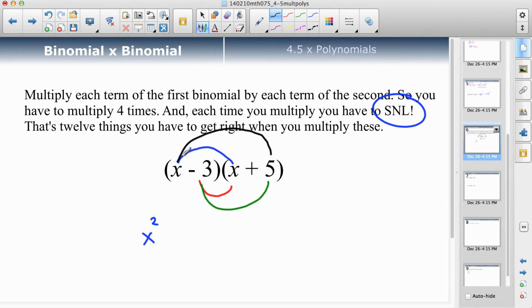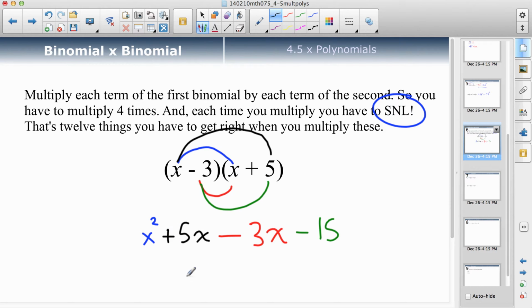The next one, x times a positive 5, is going to be a positive, and a 5, and an x. Next one, negative 3 times x is going to be a negative. 3 times 1 is 3. X times no x is here would just be an x. And lastly, negative 3 times 5. Sign, negative times positive is negative. 3 5s are 15. There's no x's, so I don't have to write any down there.